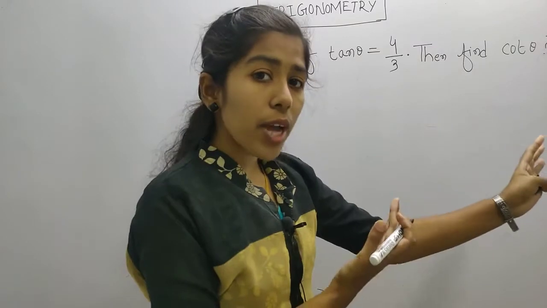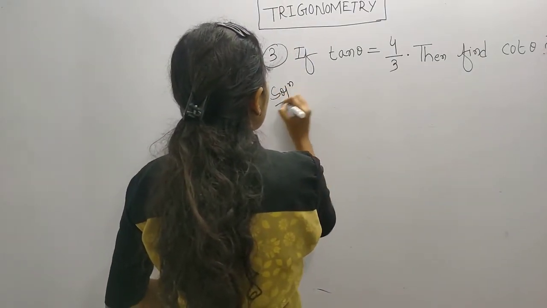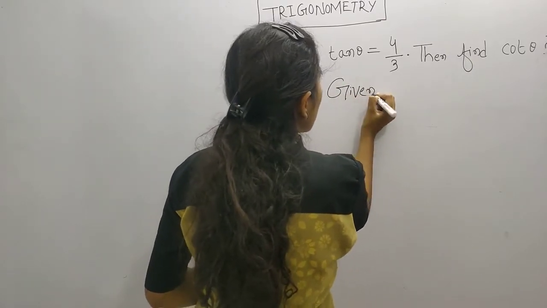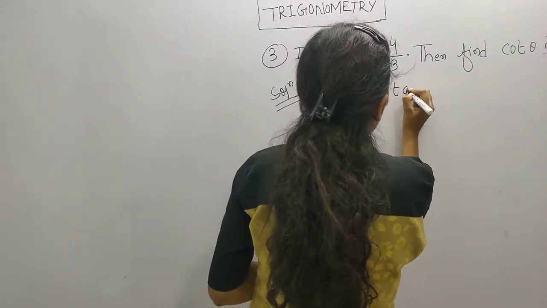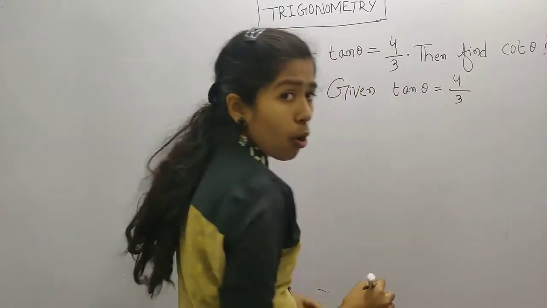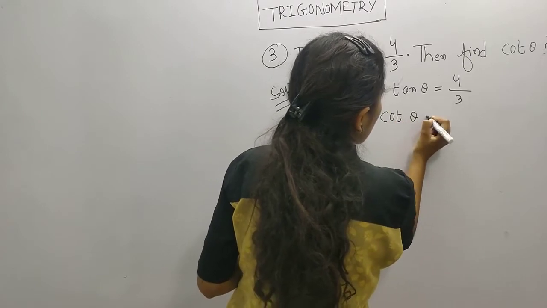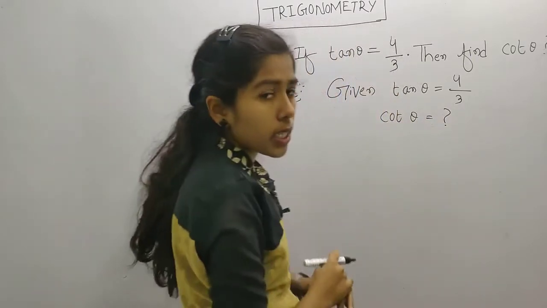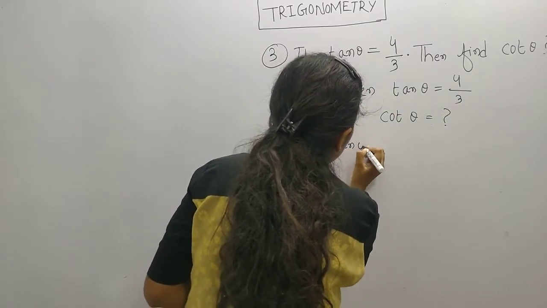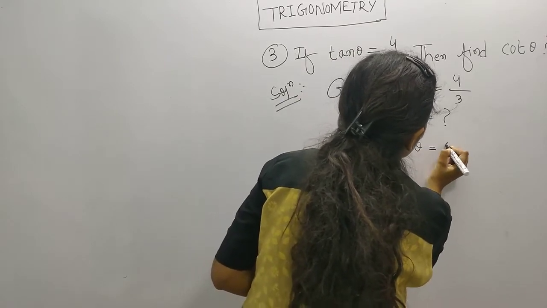So here what is given? Tan theta. What we have to find? Cot theta. So what will be the solution? Given. First of all, given. What it's given? Tan theta equals to 4 by 3. What we have to bring? Cot theta. So cot theta equals to question mark. Right? Then the relation between them. Tan theta into cot theta equals to 1.